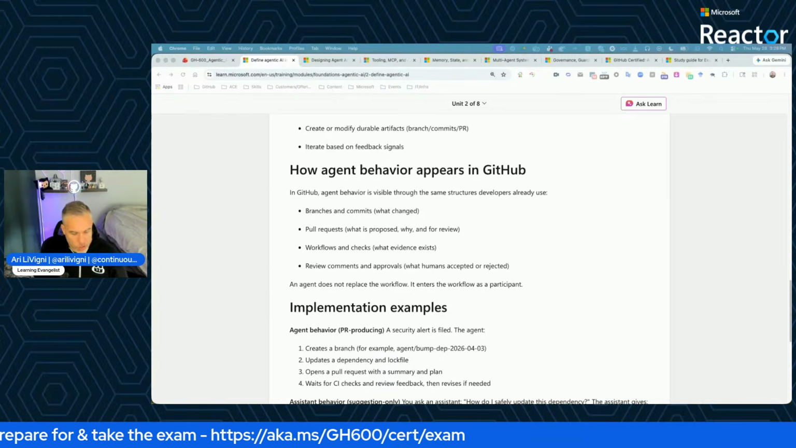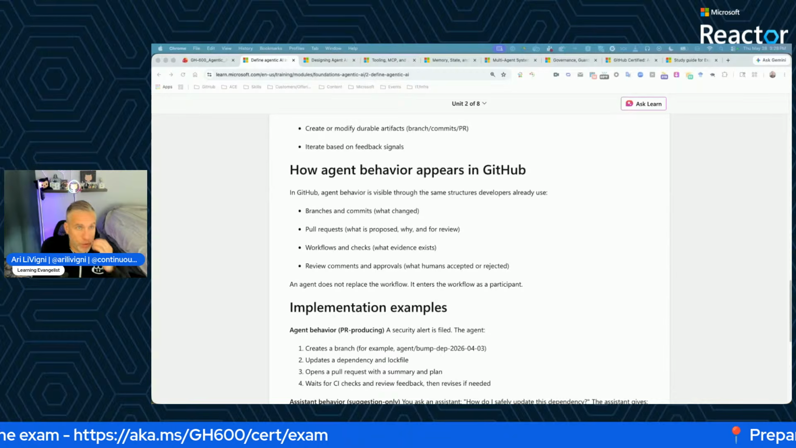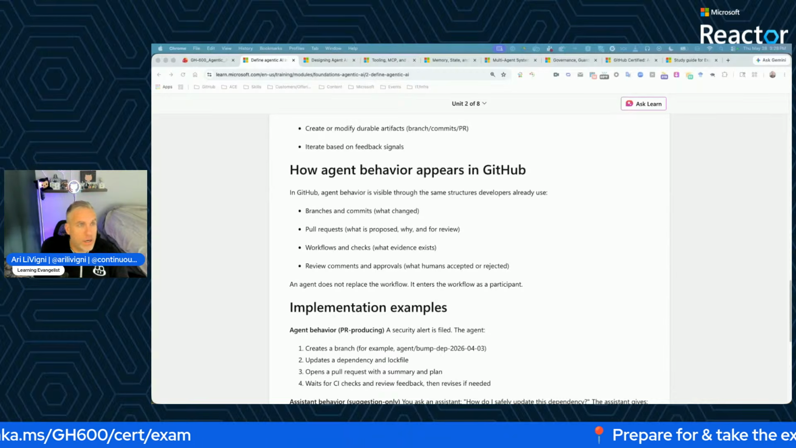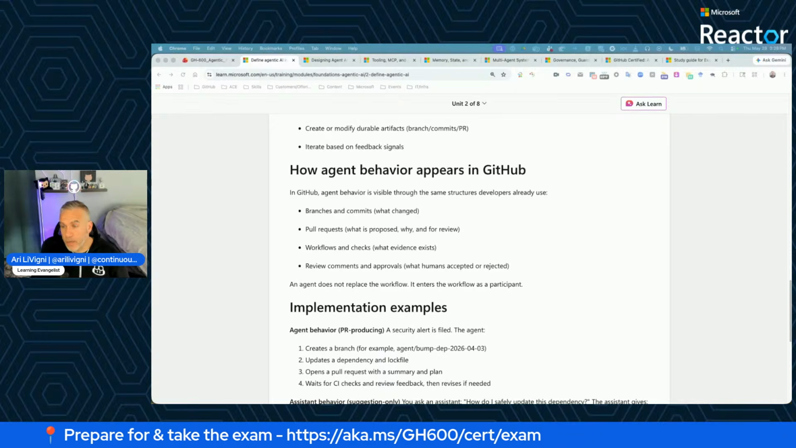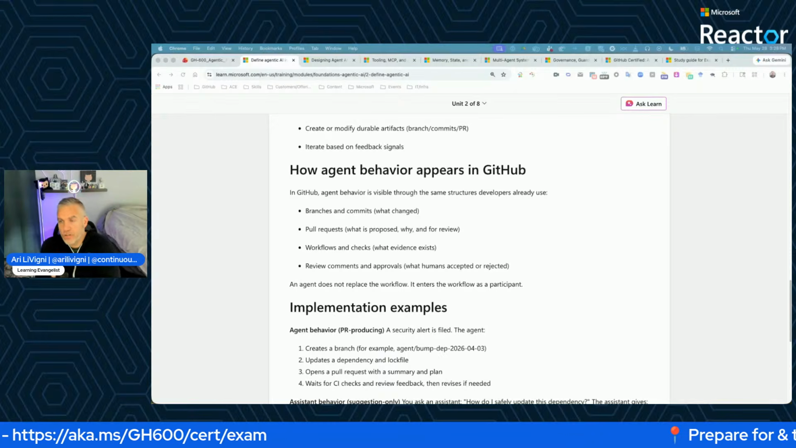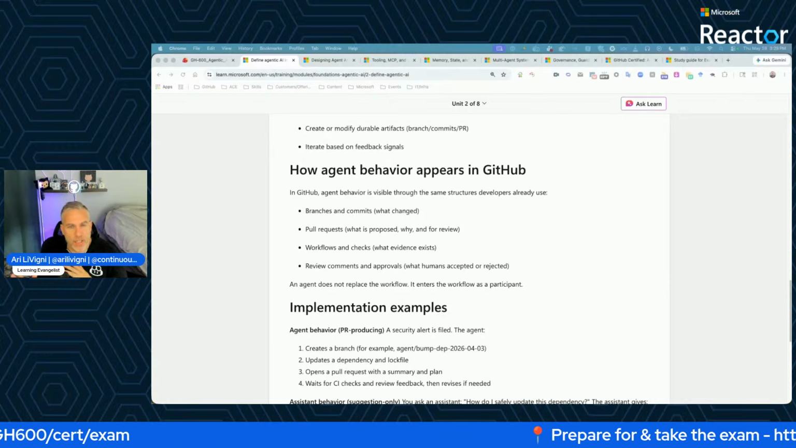I'll also share the agent one that has the agent orchestration. Let's see, orchestration. This is another good one. I highly recommend these as well. These are the two that also correspond to the exam.